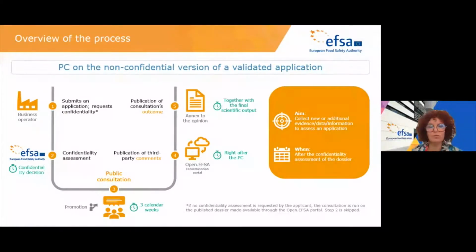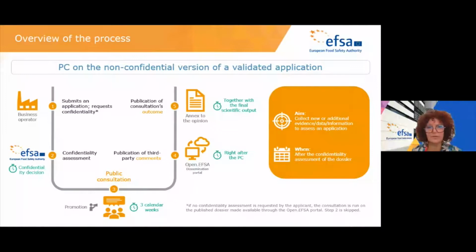So on step 1, the business operator or its representative submits an application which might contain confidentiality. We have seen with the presentation of Simone the confidentiality decision workflow. So there's a confidentiality decision issued. And then on step 3, the public consultation on the content of the non-confidential dossier is launched for 3 calendar weeks. So it's a fixed timeline of 3 weeks for each public consultation. The aim of this public consultation is to collect new additional evidence to assess an application.